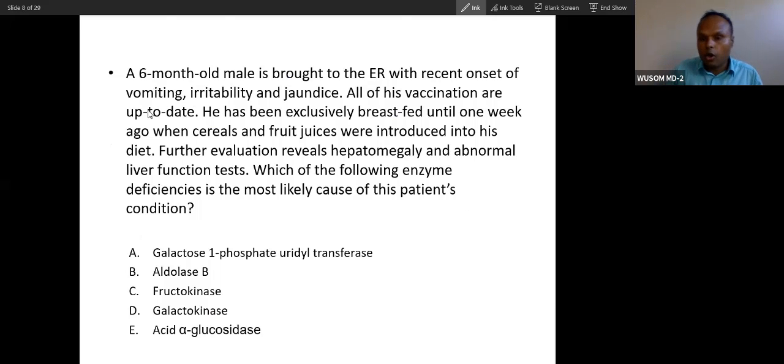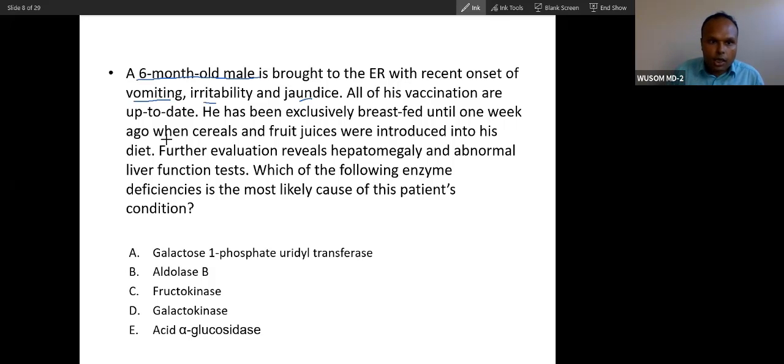A high amount of fructose is normally also toxic. But in a condition where the enzyme is deficient, it will be more toxic. You can see here this patient, a 6-month-old male, brought to the ER with recent onset of vomiting, irritability, and jaundice.